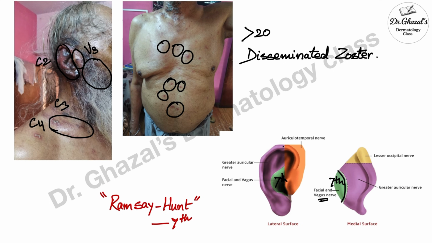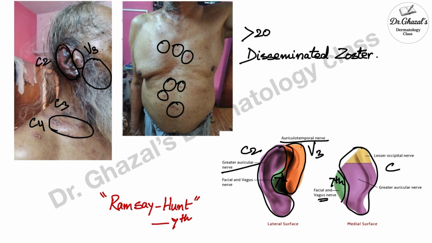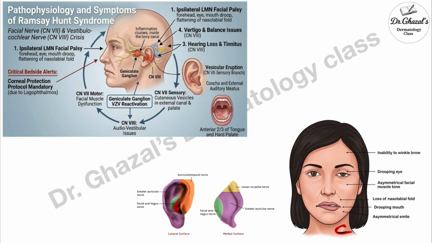This part, the majority of the external ear, is supplied by C2 via the greater auricular. This part, including the tragus, is supplied by V3 via the auriculotemporal nerve. If we see the posterior part, this part is supplied by C2 via the lesser occipital and greater auricular.